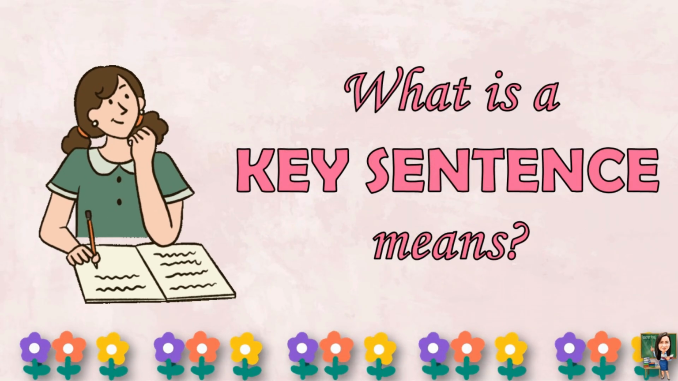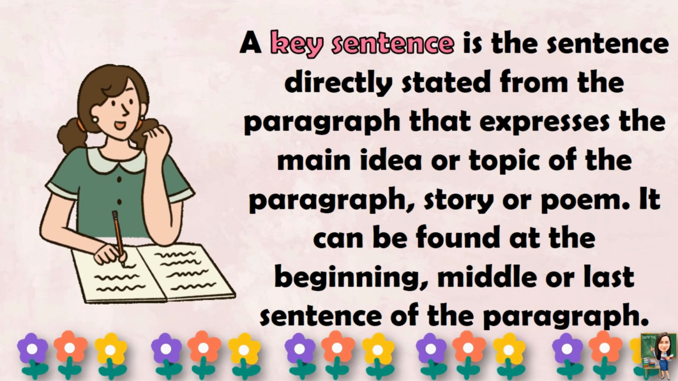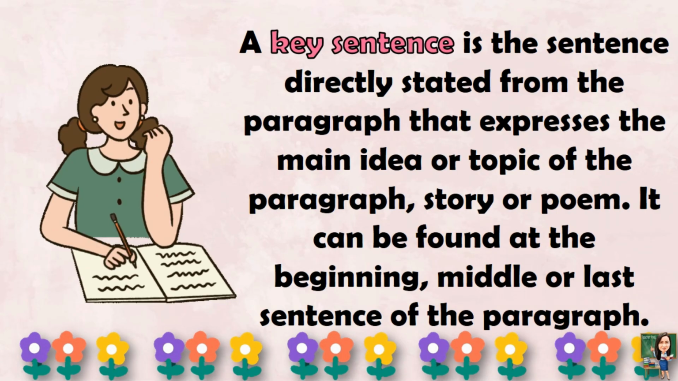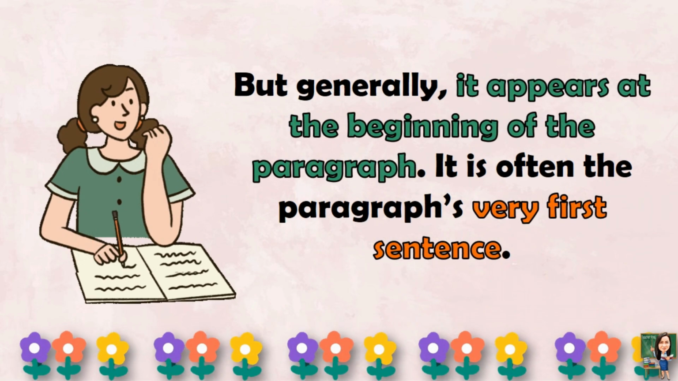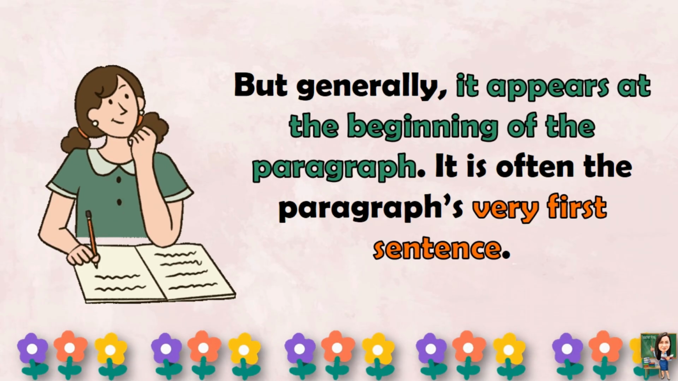What does key sentence mean? A key sentence is the sentence directly stated from the paragraph that expresses the main idea or topic of the paragraph, story, or poem. It can be found at the beginning, middle, or last sentence of the paragraph. But generally, it appears at the beginning of the paragraph. It is often the paragraph's very first sentence.